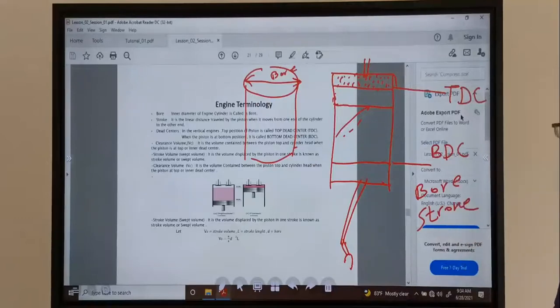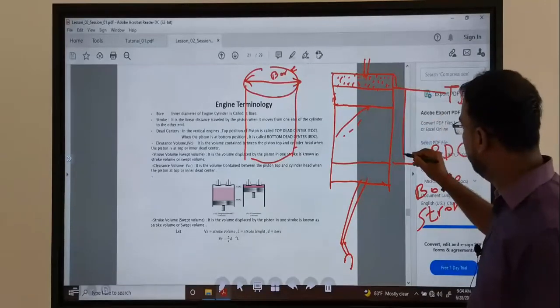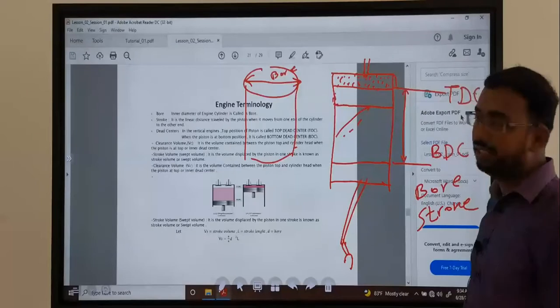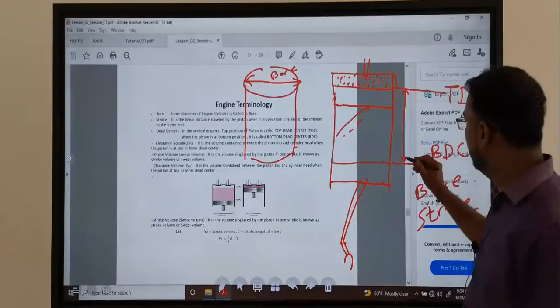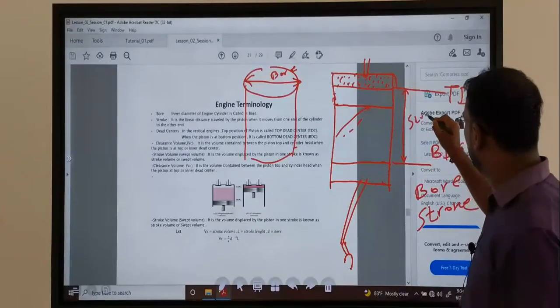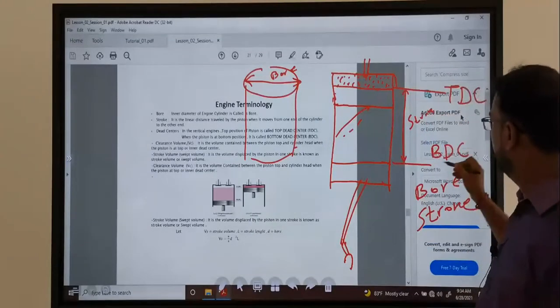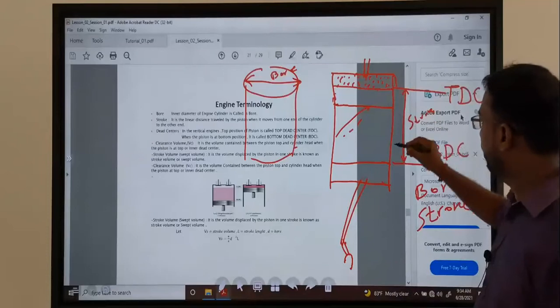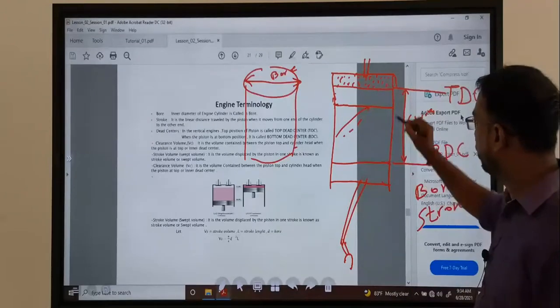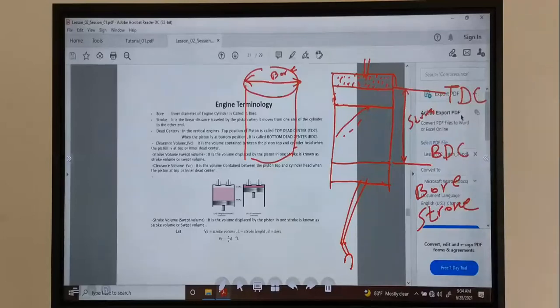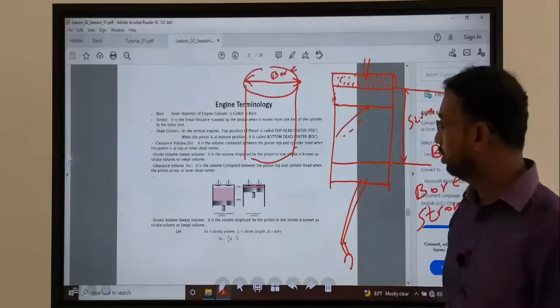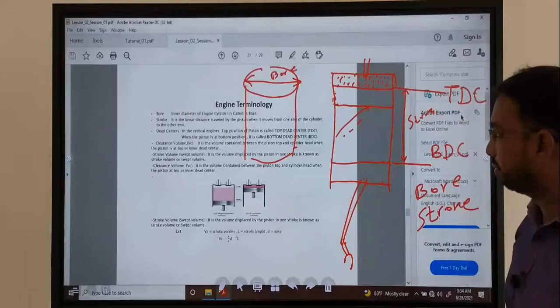What is stroke? Stroke means the distance the piston moves in any stroke, compression or any other stroke. Between BDC and TDC, the piston moves from this point to this point. That length is the stroke. So what is compression ratio?